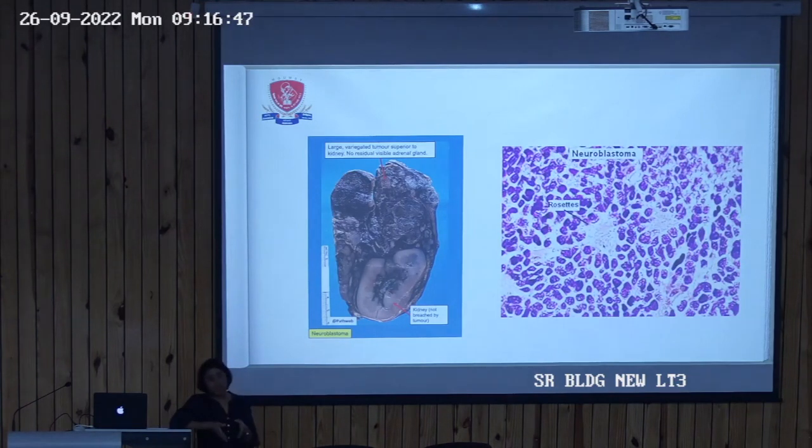If it is in the paravertebral region, then of course you will see a mass. This region is very plain, so there will be a mass. The mother of the child will be telling that there is a mass in the paravertebral region, that she is able to palpate something. So these are the presenting symptoms. Nobody is going to ask you much about it.